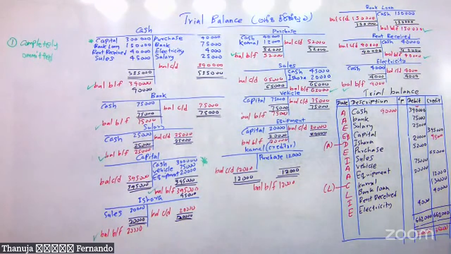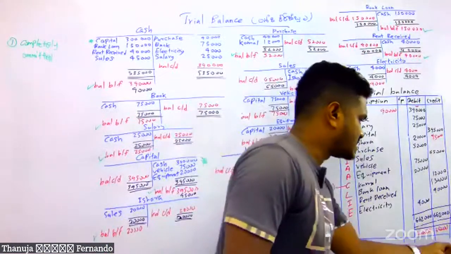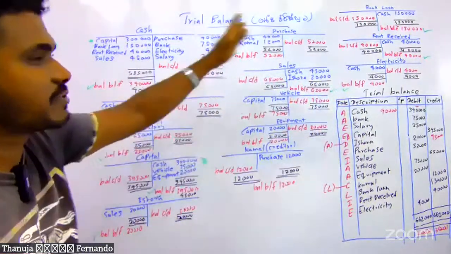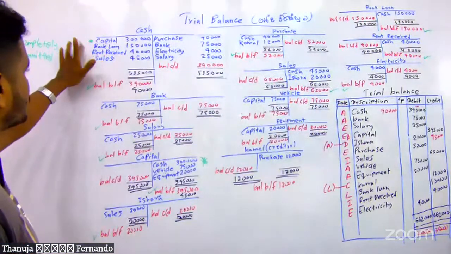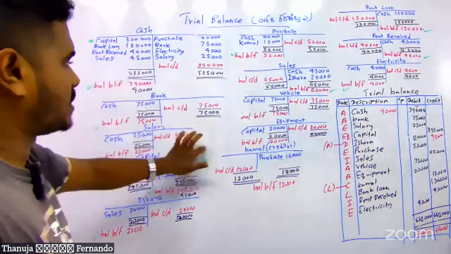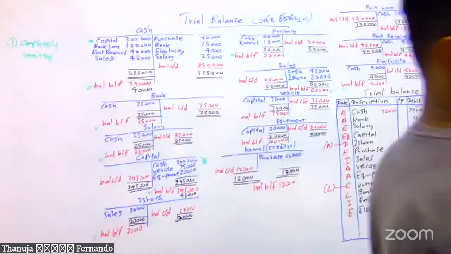Yes, sir. Right. But the trial balance is equal. But there is an error in the account, this process, no? What is the error? This account. This one, right? Okay.